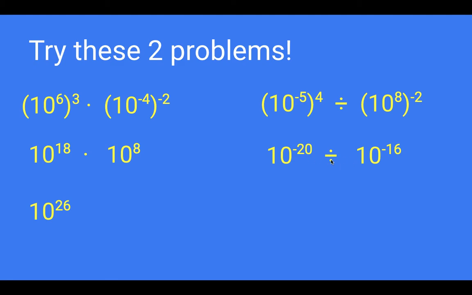Now this is a division problem, so that means we are going to be subtracting our exponents. So negative 20 minus a negative 16, we could say keep, change, flip. So the minus is going to change to a plus. This negative will change to a plus, so it's negative 20 plus 16. We have opposite signs. We're going to subtract. 20 minus 16 is 4, and there's going to be more negatives, so it'll be negative 4. 10 to the negative 4th will be our final answer.